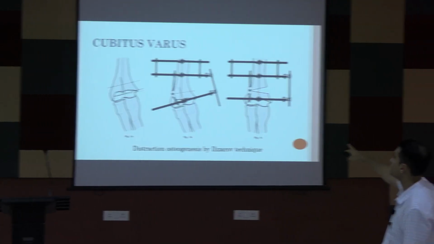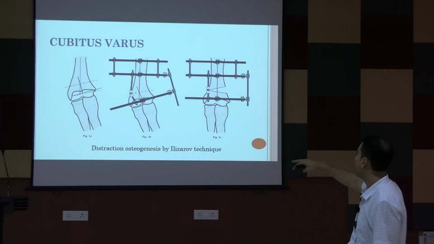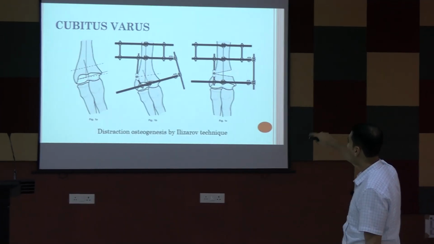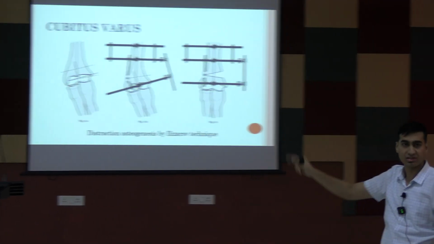Lower cut is parallel to the joint, for the upper cut you measure the angle, and then you take that bone out, and this is the distraction histogenesis. Distraction means as you distract the bone, new bone will start to form.